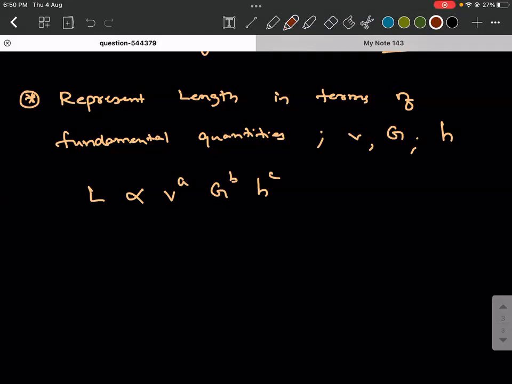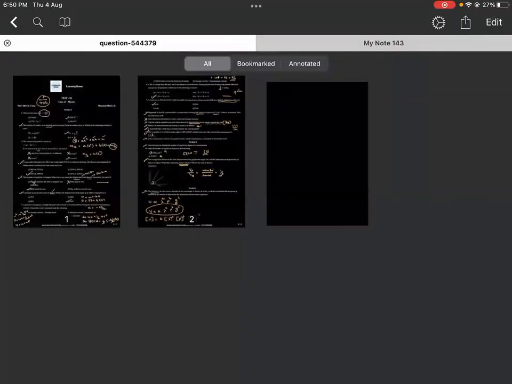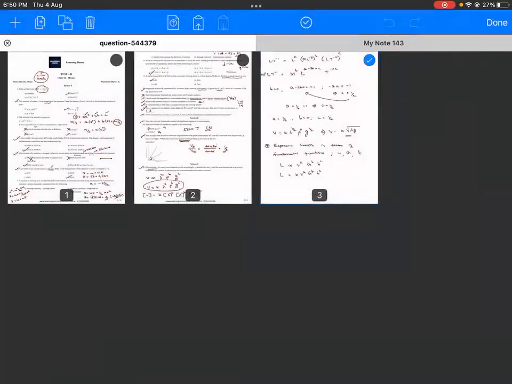I didn't do anything new. The same steps that I followed. So length is directly proportional to v power a, g power b, and h power c. So length is equal to k into v power a, g power b into h power c. Is there any doubt? I hope the concept is clear.